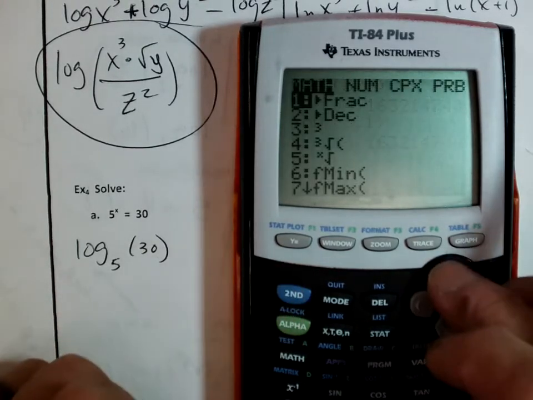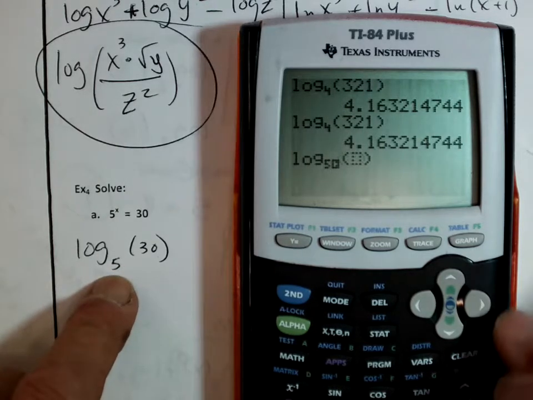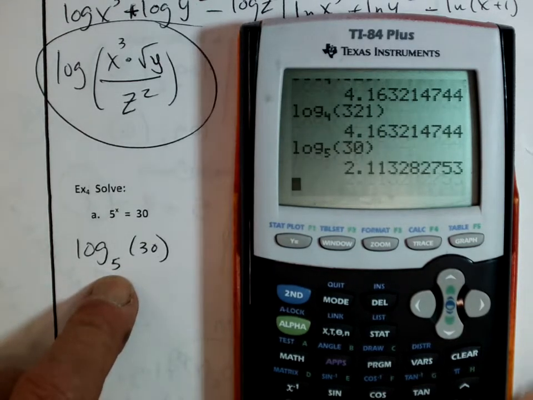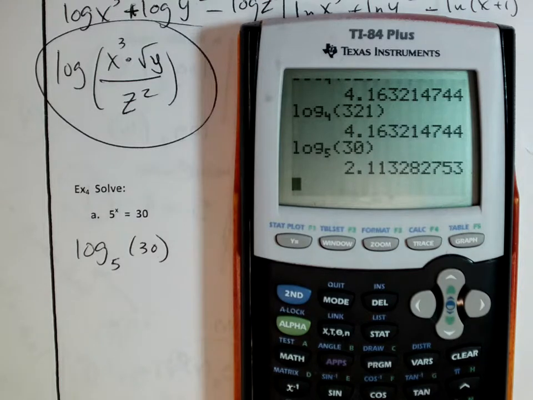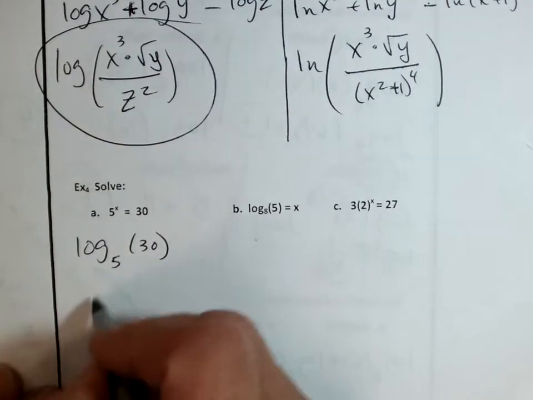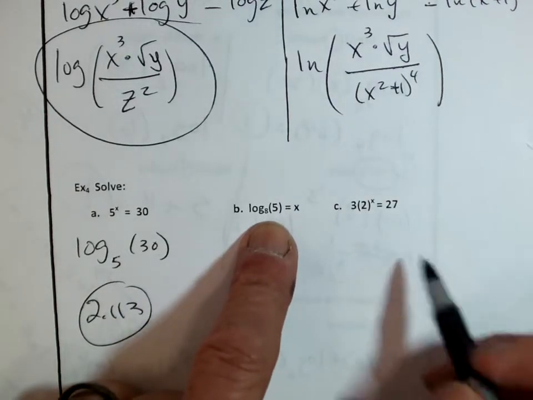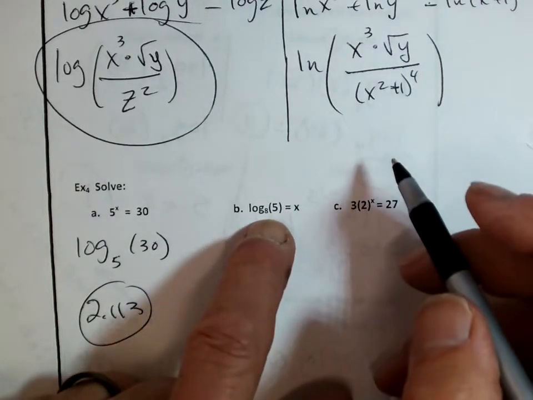You guys aren't going to do it my way at all, are you? You're going to go log base 5 of 30. And we get the same answer, right? 2.113, okay? Okay, how about log base 8 of 5, right?